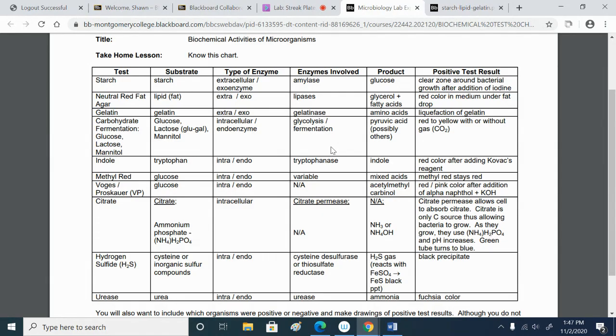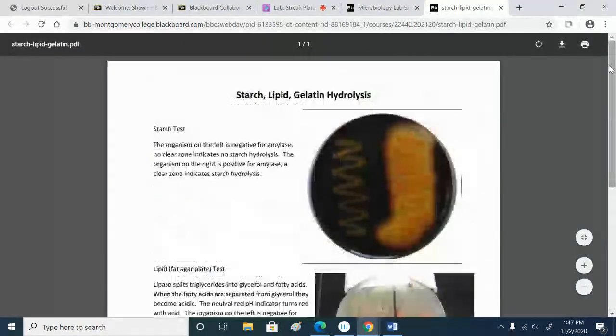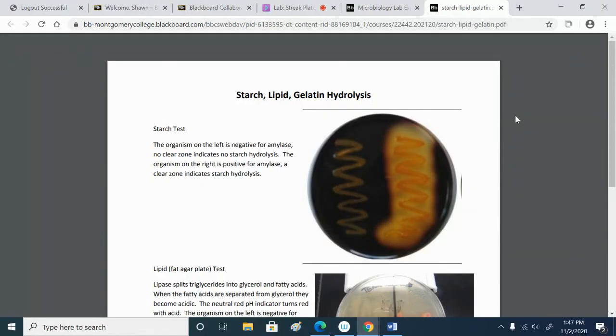So let's look at what we would have done. For starch hydrolysis, we actually use just an ordinary TSA plate with a lot of starch in it. And then we inoculate the plate with bacteria, we incubate it, and the next class we cover the agar with iodine. And if the starch is still present, it turns really dark, almost black. But if the starch has been hydrolyzed, there's no black color.